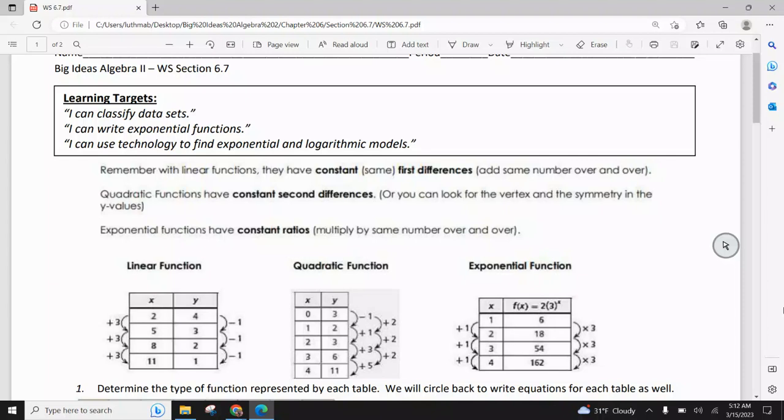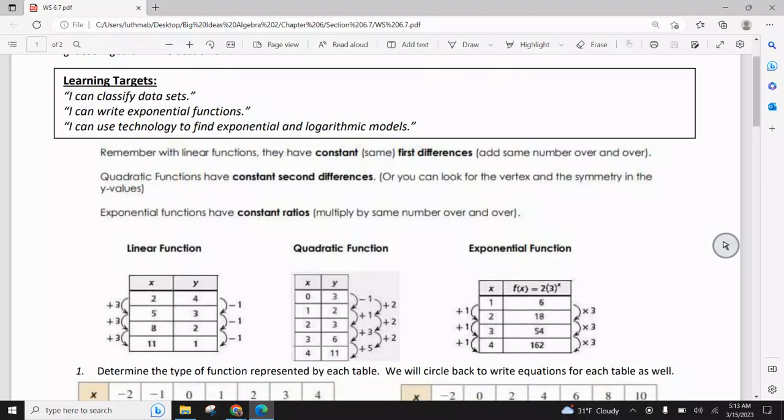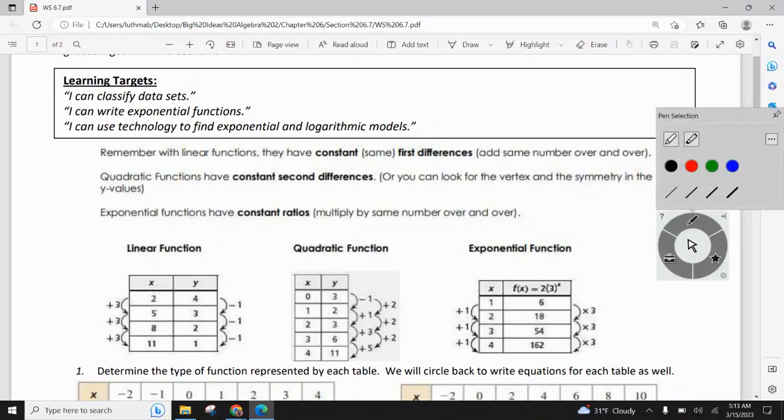Right, guys, last section of chapter 6, 6.7. We're looking to classify data sets. We're looking to write exponential functions. Then we'll see if we can do a little bit of advanced stuff with it. The three main data sets you can see right here in the middle of your screen that we're going to work to classify are linear functions, quadratic functions, exponential functions. If it's anything other than that, we're going to end up writing neither.